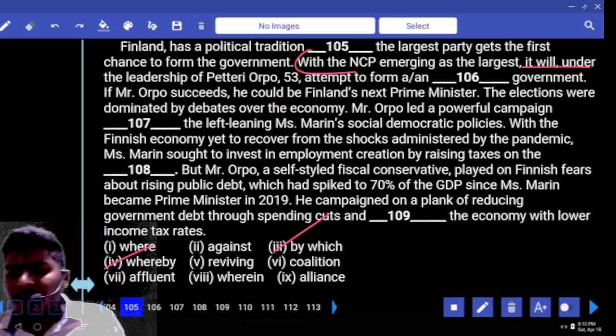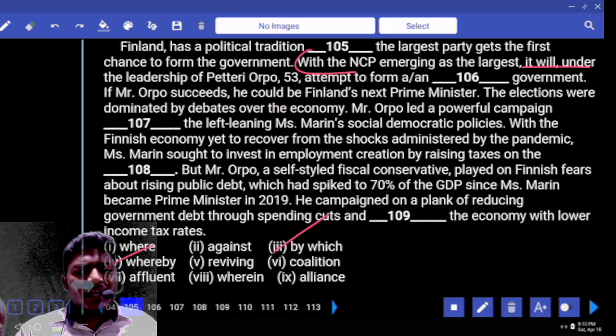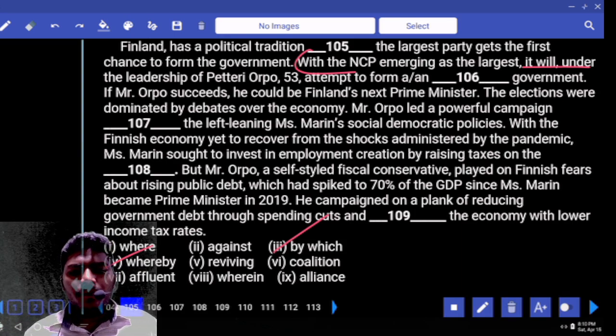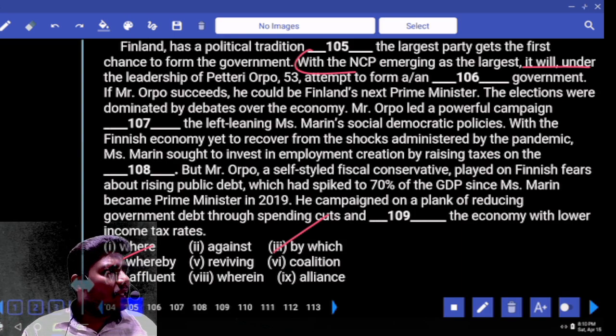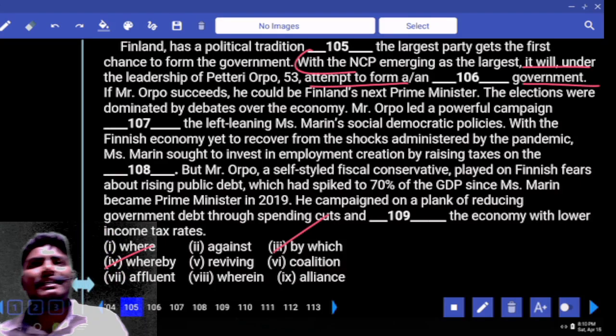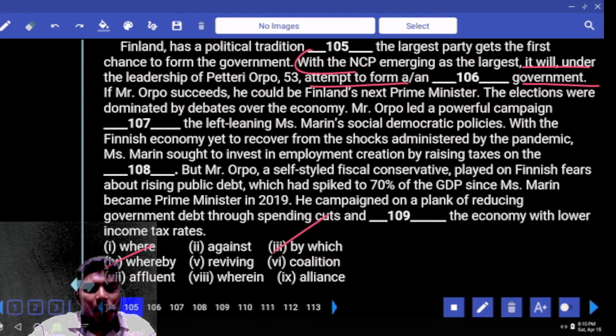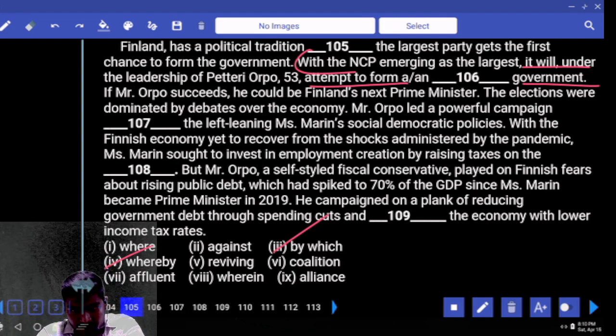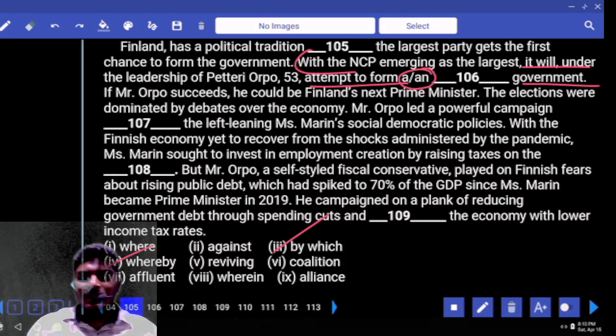With the NCP emerging as the largest, it will, under the leadership of Petri Orpo, 53. What does it mean by 53? Age. Attempt to form a or an government. Now tell me your answer. Tell me your answer. What can we use? Now can you eliminate any one option based on a and an? Can you tell me if you can eliminate any option based on a and an? No. Why? Both a is possible and an is also possible.